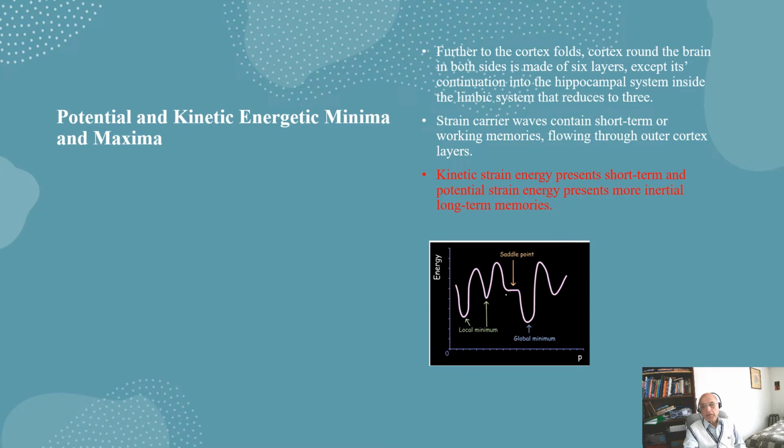Dream normally happens when these waves in outer layers are of lower kinematics, but the potential in the inner layers is higher. In thought generation, in waking time, it is opposite. The kinematic strain energy through the outer layer is much higher, and potential is not so significant in inner layers.